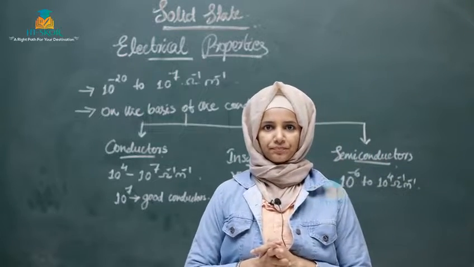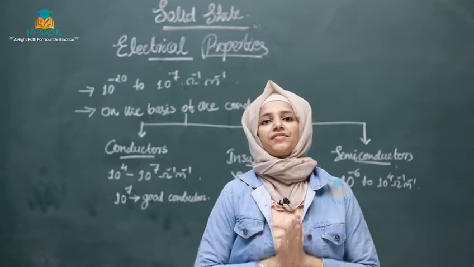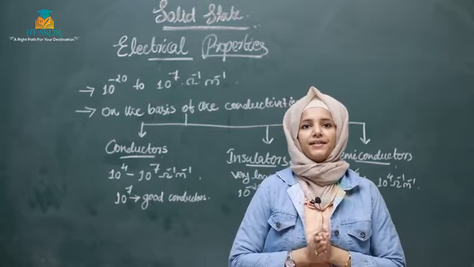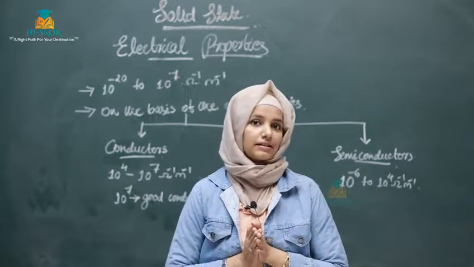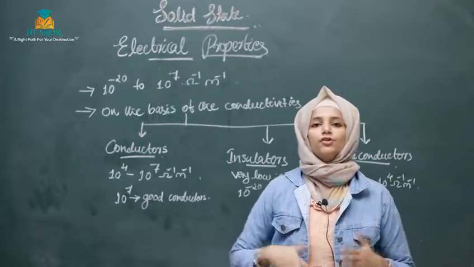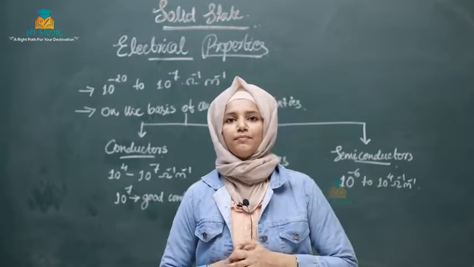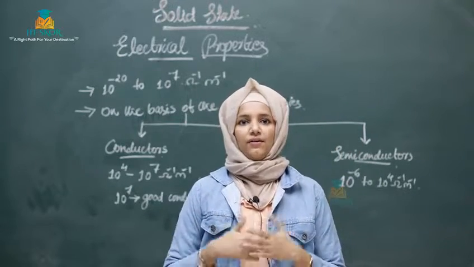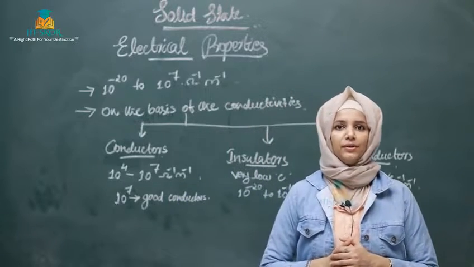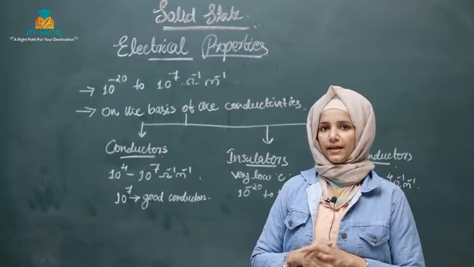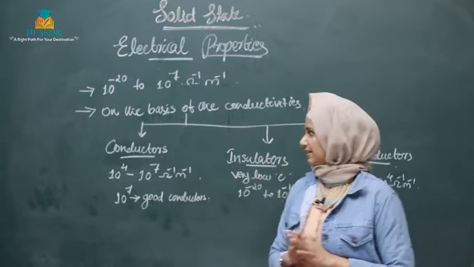Which are they? Generally, solids have conductivities in the range between 10 raised to minus 20 to 10 raised to 7 ohm raised to minus 1 meter inverse. Based on this conductivity range, solids are classified into three types. Which are they? First one is conductors.